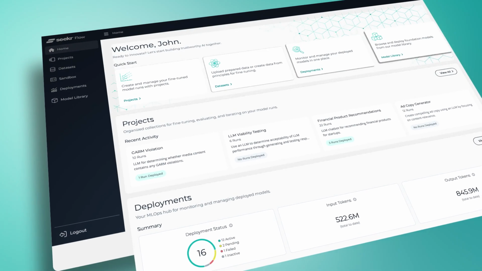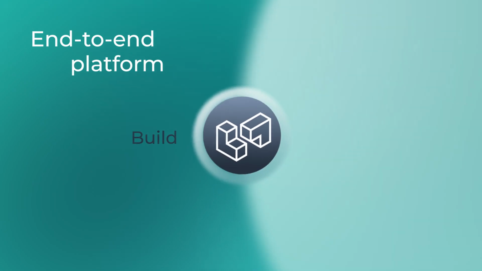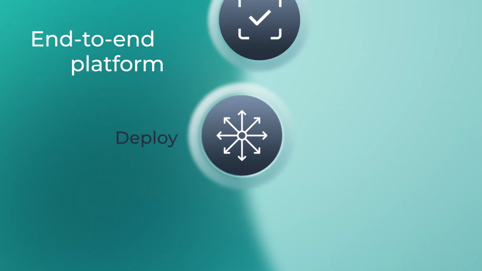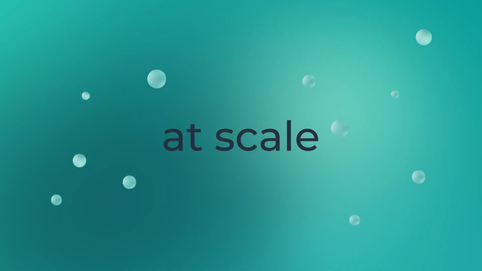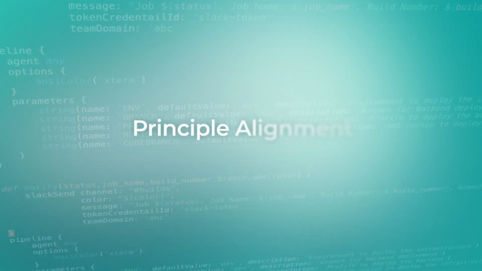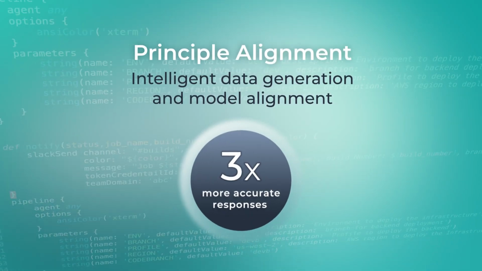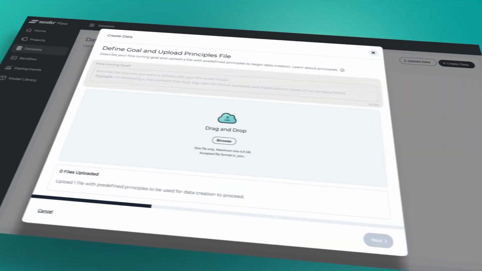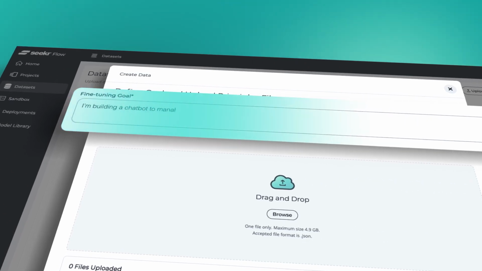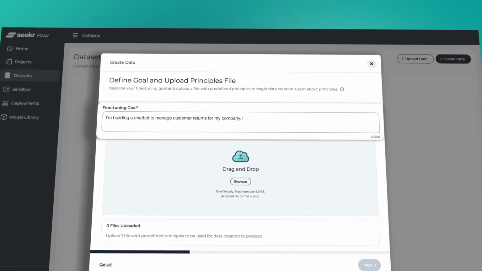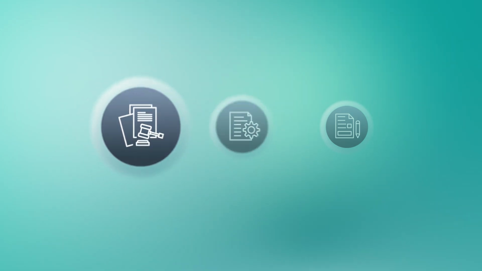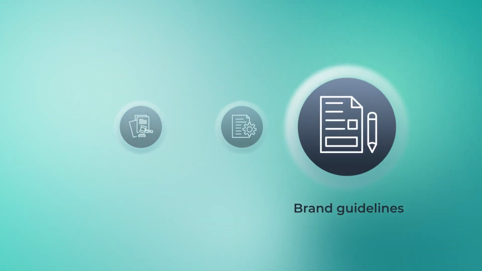SeekrFlow provides a single platform to build, validate, deploy, and monitor generative AI at scale on the hardware and platform of your choice. It starts with principal alignment, your AI assistant for aligning a model to domain-specific knowledge. Simply tell us your use case and upload the principles you want your model to learn, such as industry regulations, company policies, or brand guidelines.